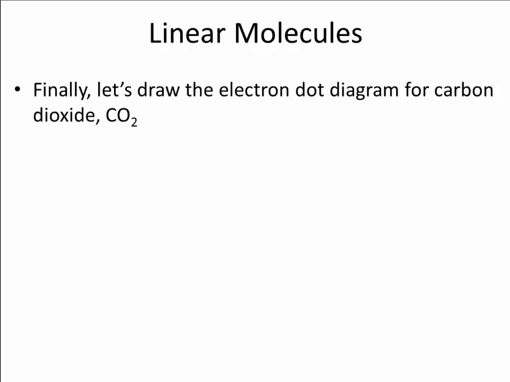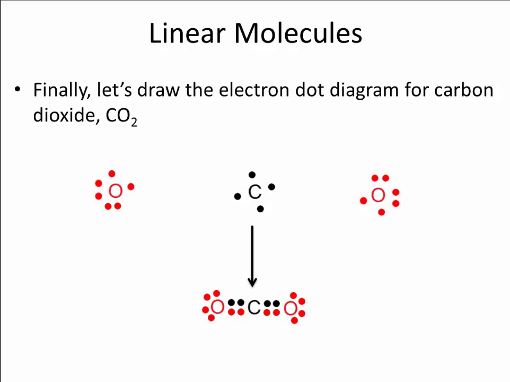Finally, let's draw the electron dot diagram for carbon dioxide. The central carbon has 1, 2, 3, 4 valence electrons. And if we look at each of the oxygens here, they each have 6 valence electrons. In this case, the bonding is slightly different than we've already looked at. The oxygen and the carbon will actually share 2 electrons from each atom, as indicated in the image here.